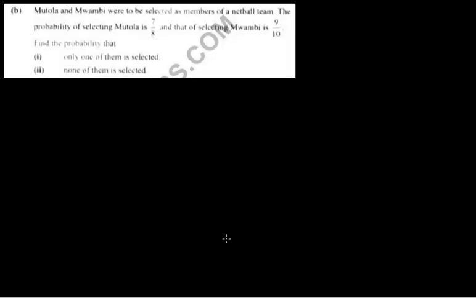So here's our question number 1B. Question 1B says, Mutola and Mwambi were to be selected as members of a netball team. The probability of selecting Mutola is 7 over 8, and that of selecting Mwambi is 9 over 10. Find the probability that 1, only one of them is selected, and 2, none of them is selected. So how do we solve this question?